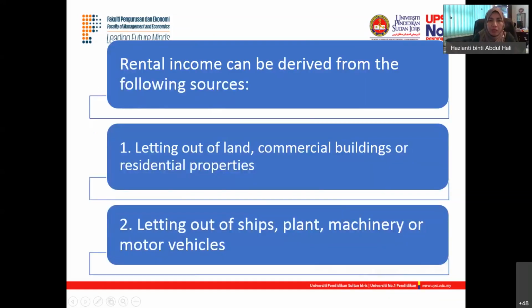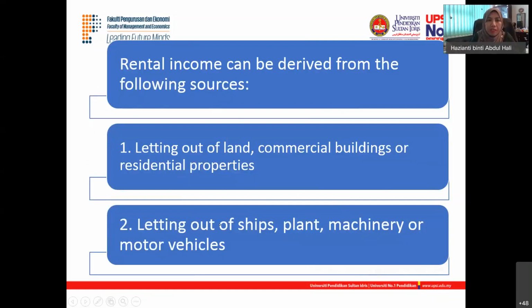So how do you derive rental income? It can be from letting out of land, commercial buildings or residential properties. It can also be letting out of ships, plant, machinery or motor vehicles. It can be both.